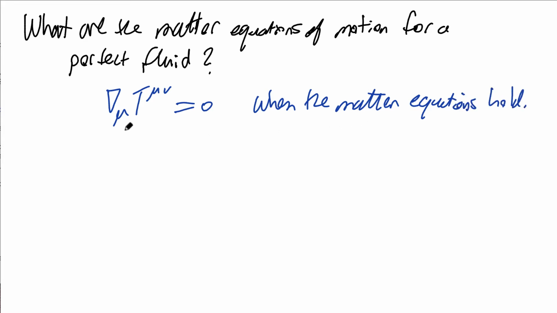So, for example, for electromagnetism, del mu T mu nu equals 0 when Maxwell's equations hold. And this is a general statement that just tells us that locally energy and momentum are conserved. So it's just a local statement of energy momentum conservation.